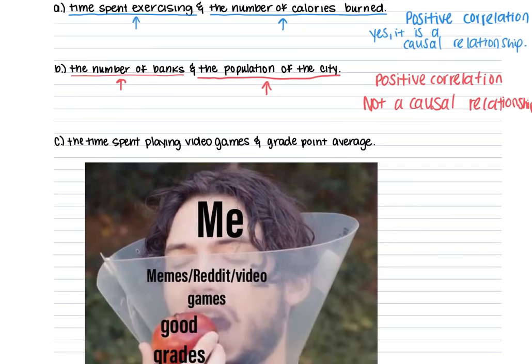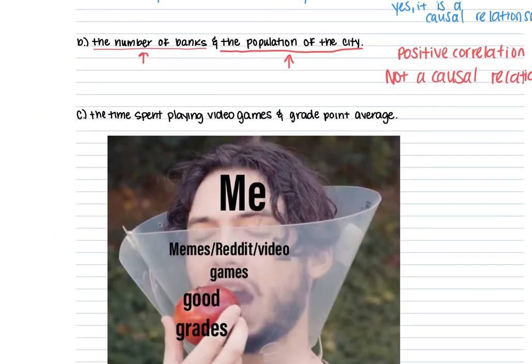Now, let's take a look at C. If you spend more time playing video games, so if we increased this, what would happen to our GPA? Brady? It's going to go down. No. Positive or negative correlation? Negative correlation. Now, was this a causal or not a causal relationship? It's a causal. Why? Can someone explain it to me?